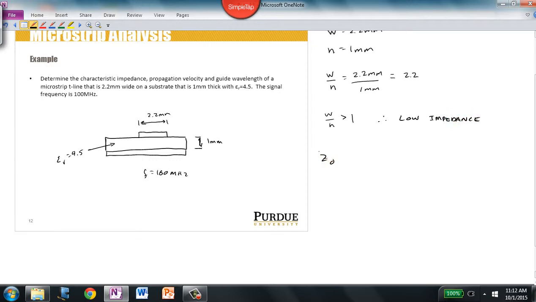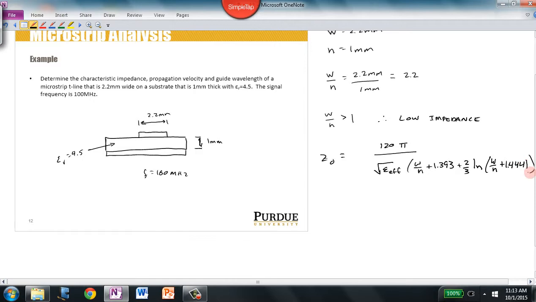The characteristic impedance equation, I'm just going to write it all out here. It's 120 pi divided by the square root of the effective electric permittivity for that material times the W to H ratio plus 1.393 plus 2/3 times the natural log of the W to H ratio plus 1.444. So all of this is in this parenthesis here. Square root of epsilon effective multiplies by all of that.